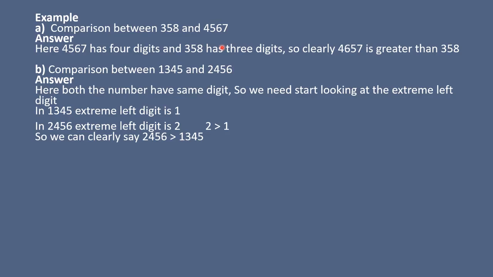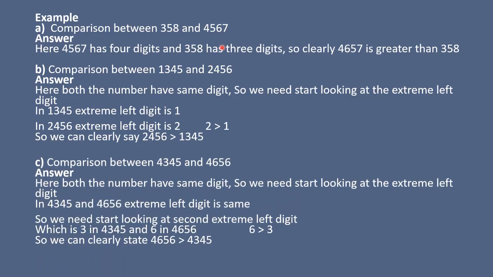Second is a comparison between 1345 and 2456. Here both the numbers have the same number of digits, so we need to start looking at the extreme left digit. In 1345, the extreme left digit is 1. In 2456, the extreme left digit is 2. 2 is greater than 1. So we can say that 2456 is greater than 1345.